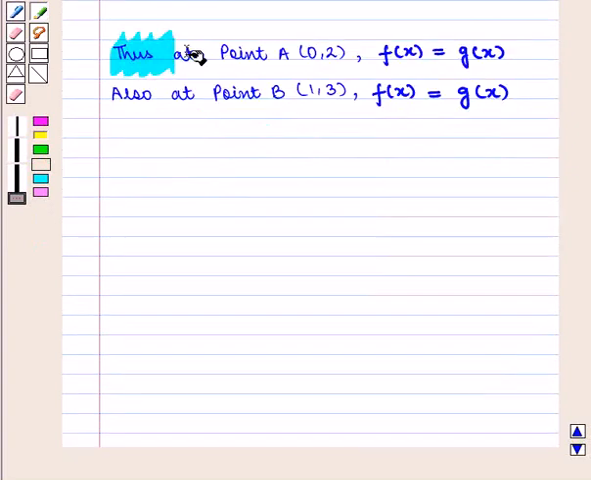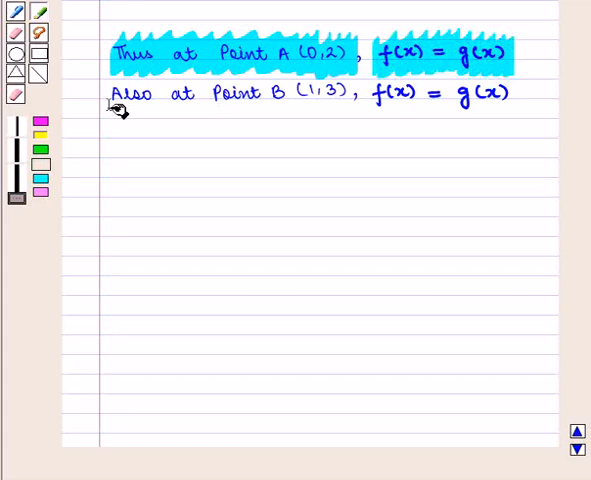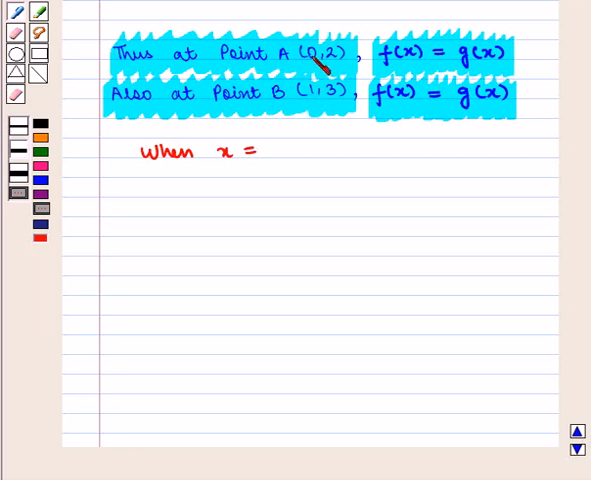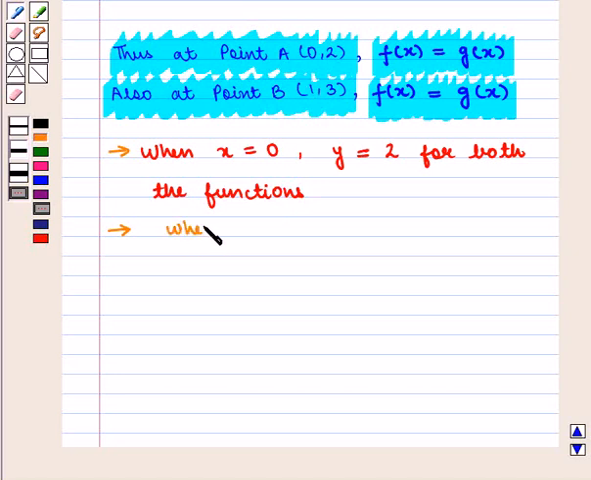Thus we say that at point A with coordinates 0, 2, f of x is equal to g of x. Also at point B with coordinates 1, 3, f of x is equal to g of x. That is, when the value of x is 0, then the value of y is equal to 2 for both the functions. Similarly, when the value of x is equal to 1, then the value of y is 3 for both the functions.